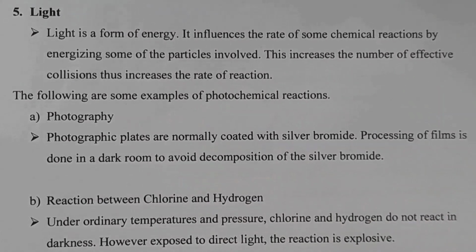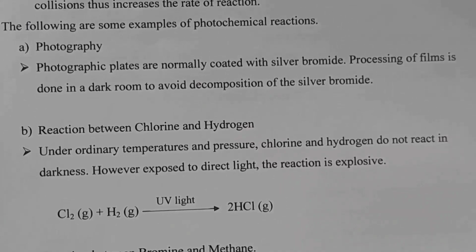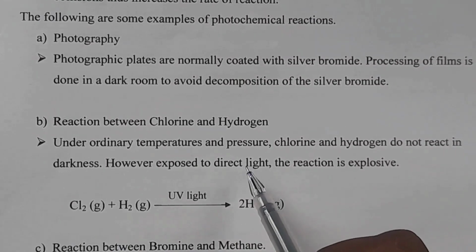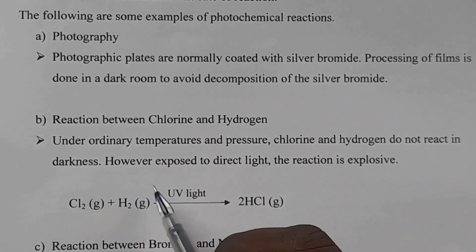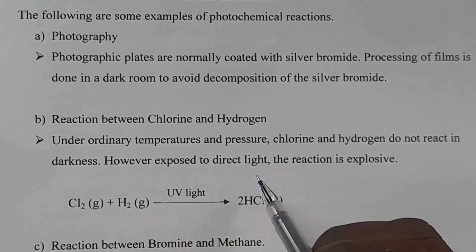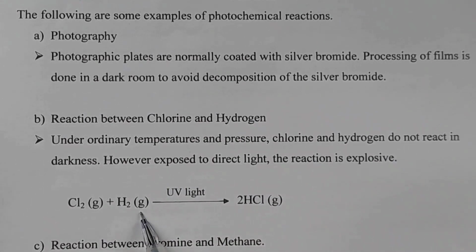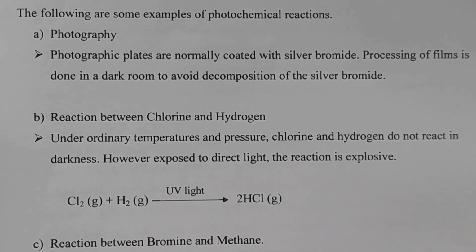Number two, part B, we are told the reaction between chlorine and hydrogen. Under ordinary temperature and pressure, chlorine and hydrogen do not react in darkness. However, when exposed to direct light, the reaction is explosive. Here we have chlorine gas plus hydrogen gas, under ultraviolet light, giving hydrogen chloride gas.